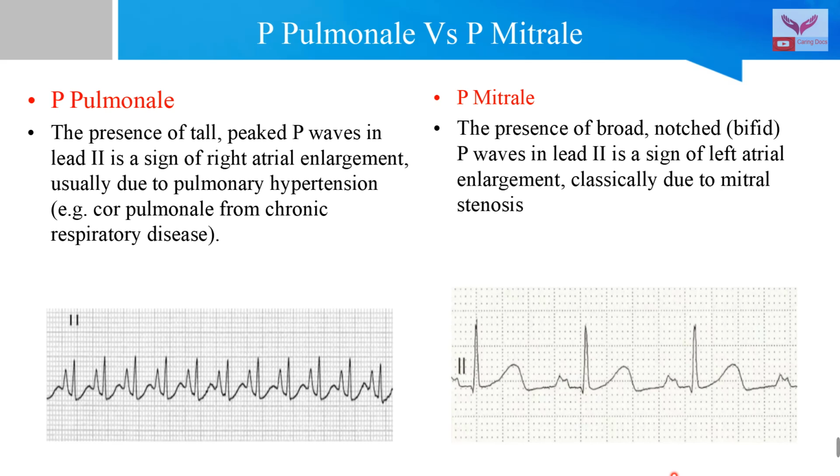So how do we differentiate P pulmonale from P mitral? The presence of a tall peaked P wave in lead 2 is a sign of right atrial enlargement. It is usually due to pulmonary hypertension. It is seen in cor pulmonale from chronic respiratory diseases. So here we can see tall P waves in lead 2. P mitral is a broad notched bifid P wave in lead 2. It is a sign of left atrial enlargement. It is seen in mitral stenosis. So here we can see these are the bifid P waves.